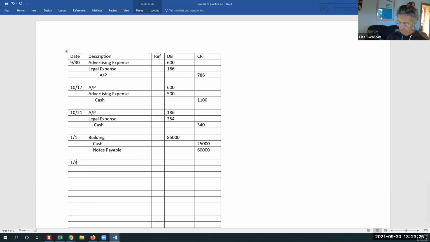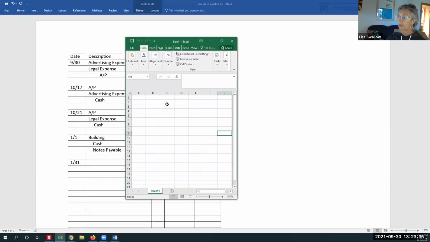So we've got 2 entries to make on the 31st. The first one is for depreciation expense. Let's go do that number together so we know what we're planting in here. My depreciation expense equals cost minus salvage divided by years. So the cost was 85,000. The salvage is 0, and I'm dividing that by 20 years. So annually, it looks like my depreciation would be 4,250.